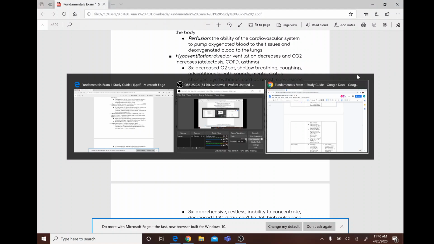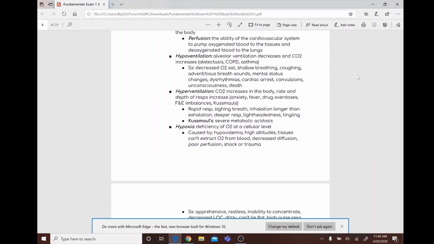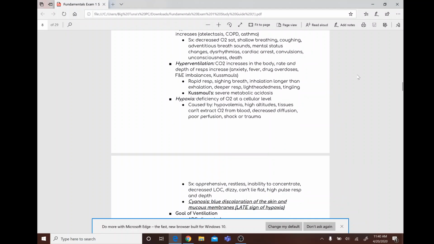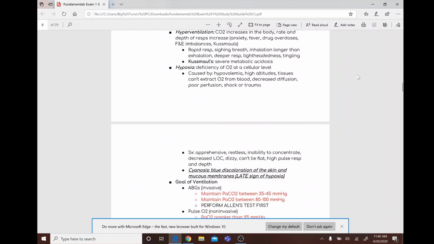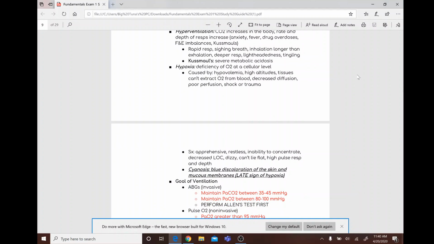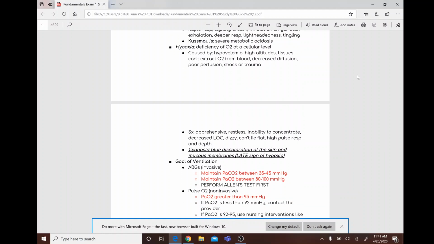What is hypoxia? Deficiency of O2 at cellular level. What is hypoxia caused by? Hypovolemia, high altitude, tissues cannot extract O2 from blood, decreased diffusion, poor perfusion, shock, or trauma. What are the symptoms of hypoxia?